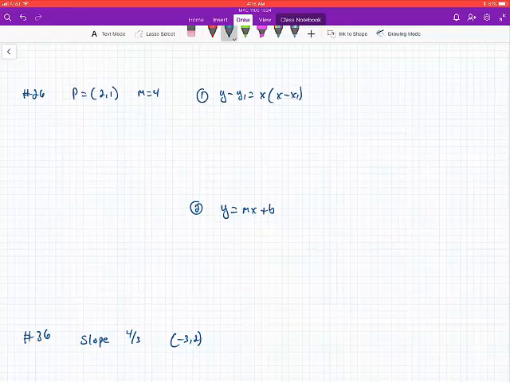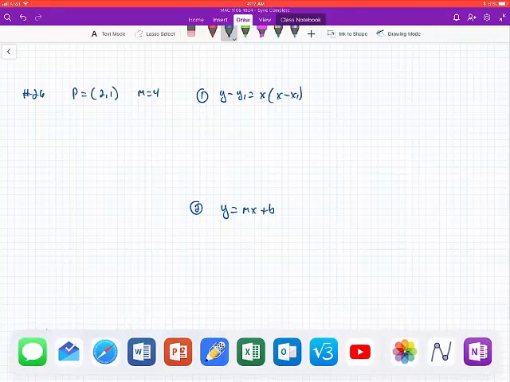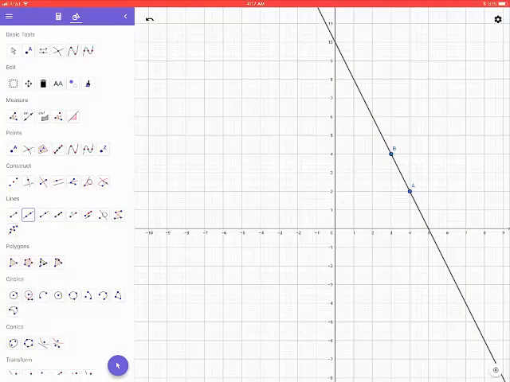For question number 26, it says graph the line that contains the point P and has slope m. Then it's telling us to find the point-slope form of the equation. For number 1 here, you can see that I have the point-slope form, and then number 2, I have the slope-intercept form. So what we're going to do for number 26 is go back here graphically so we can see it. We're going to go ahead and plot the point (2, 1).